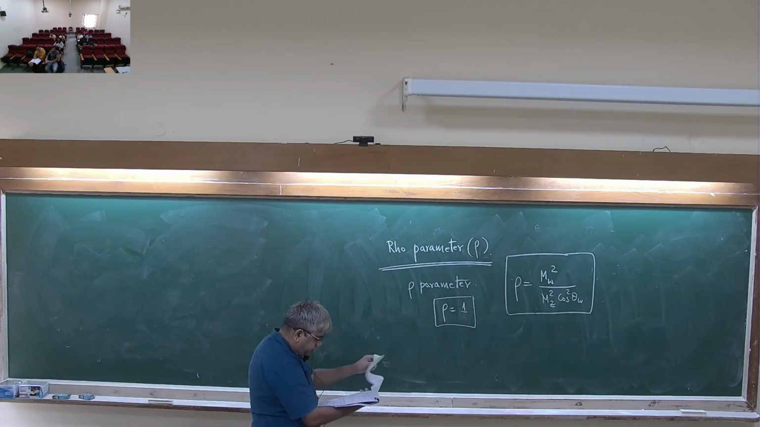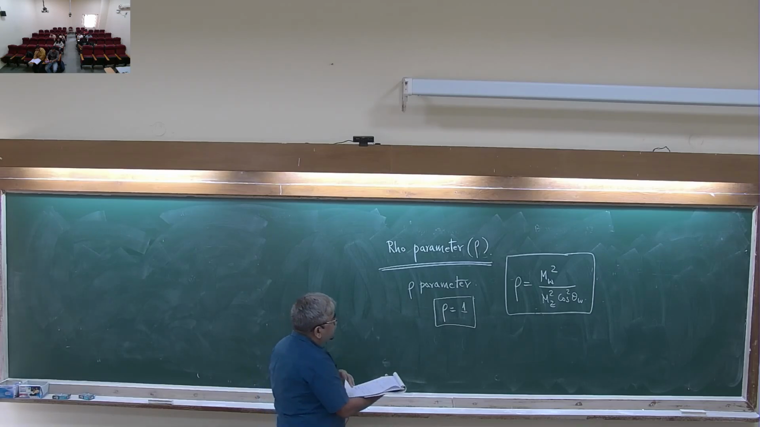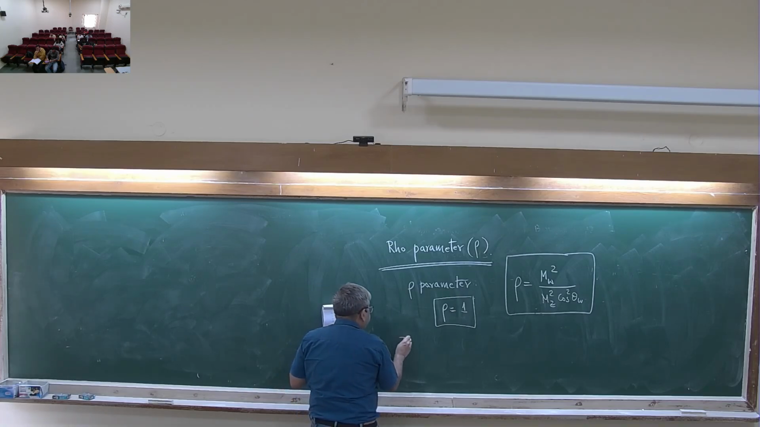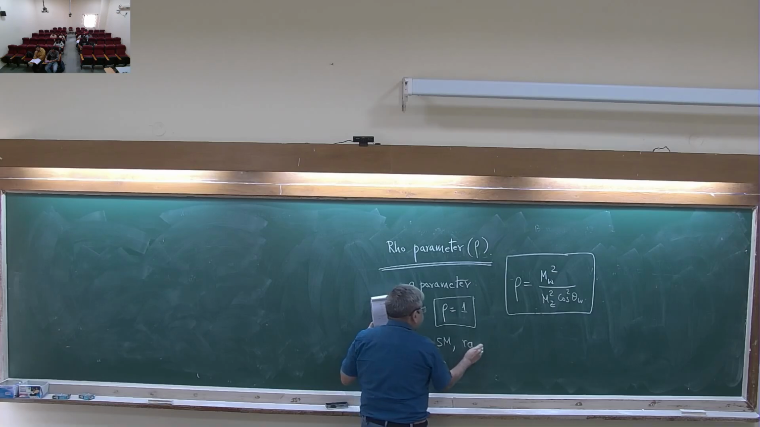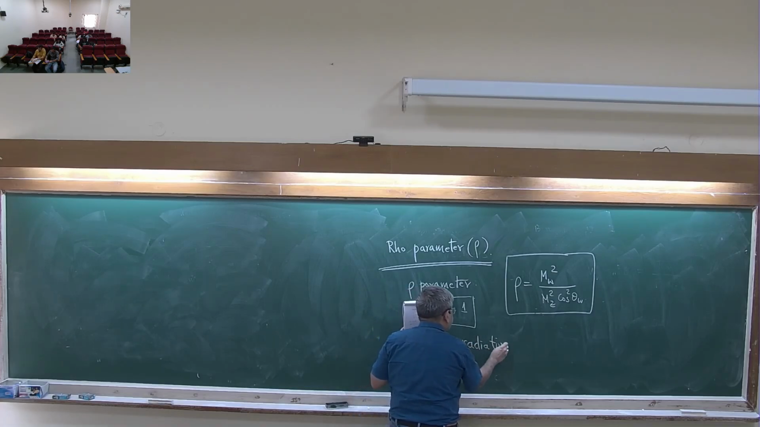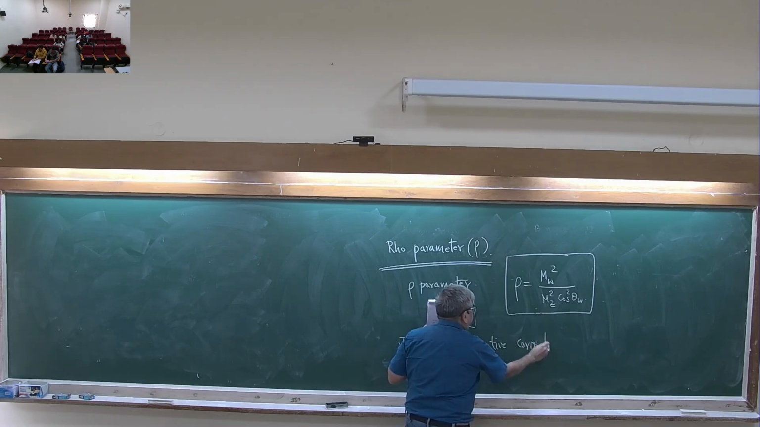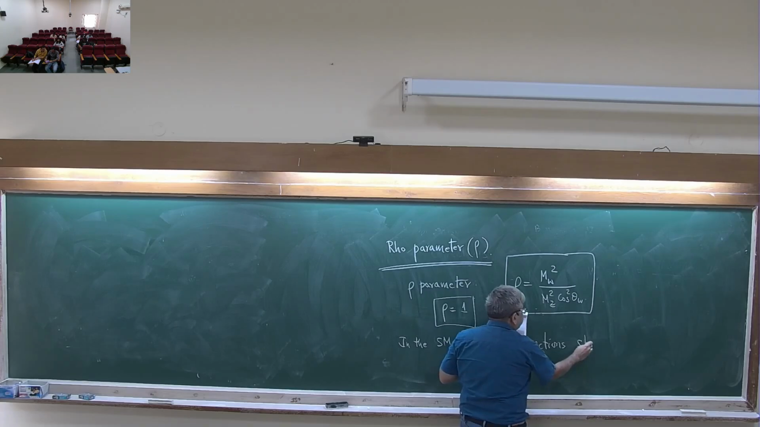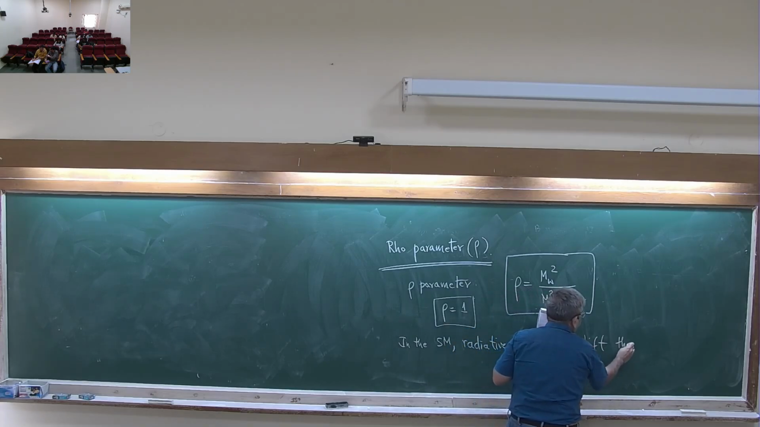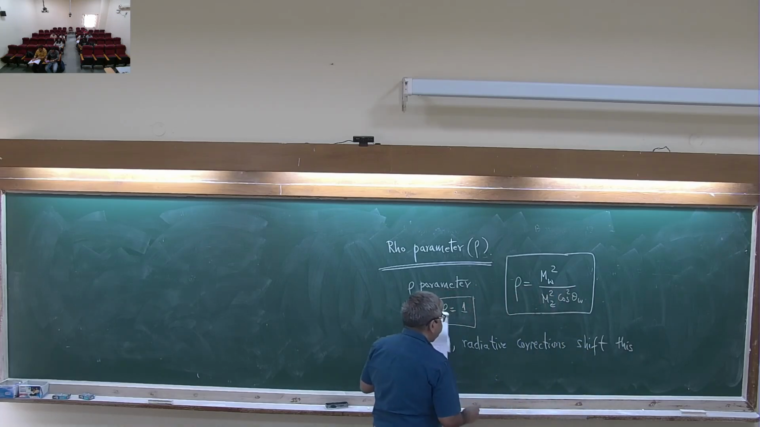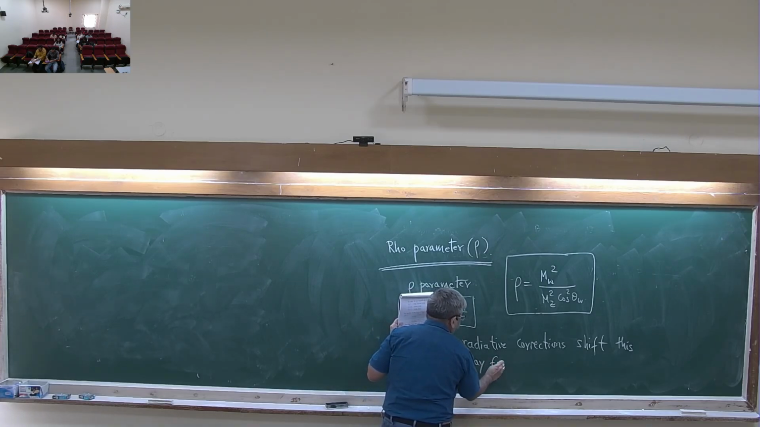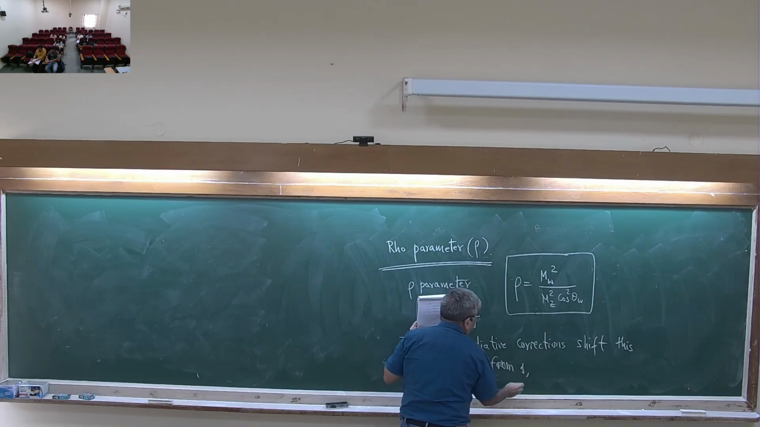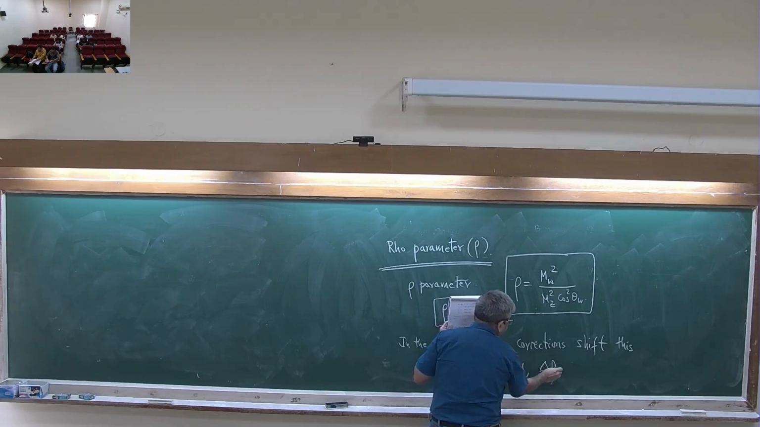So now we had to compute the rho parameter in the standard model. Radiative corrections shift this away from 1, and that is called delta rho.